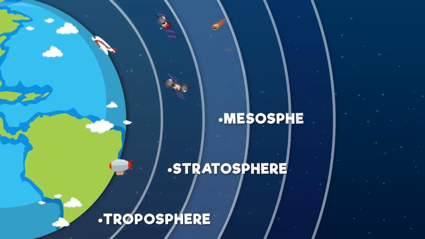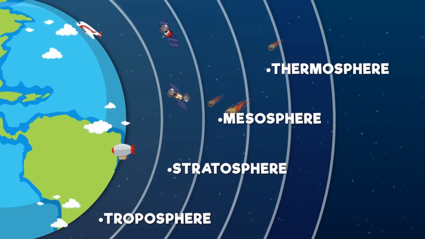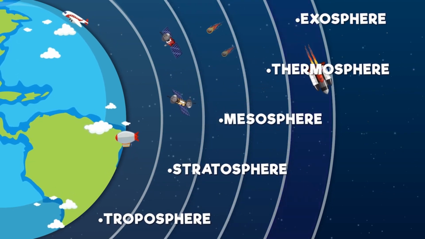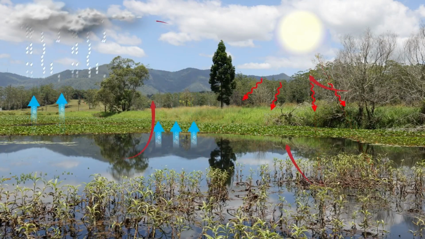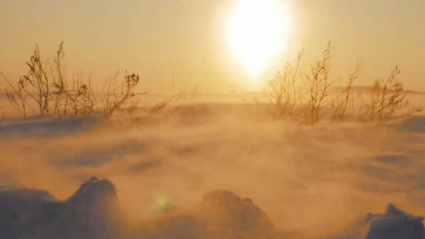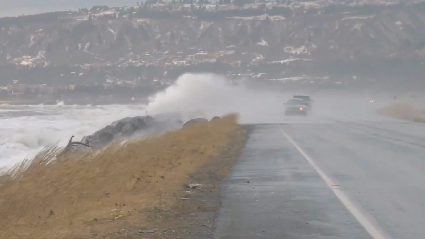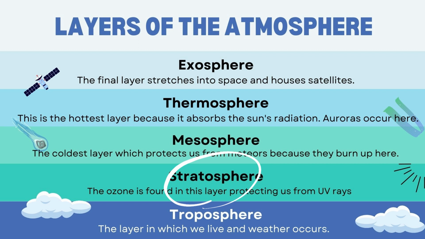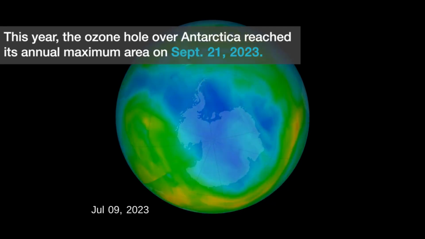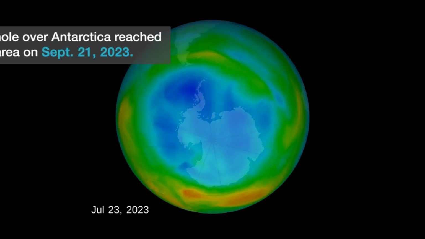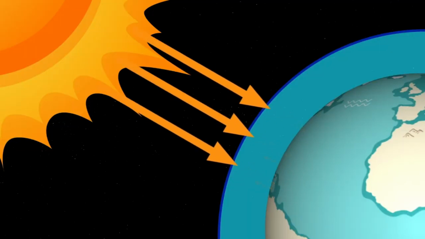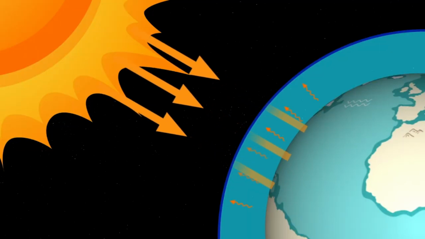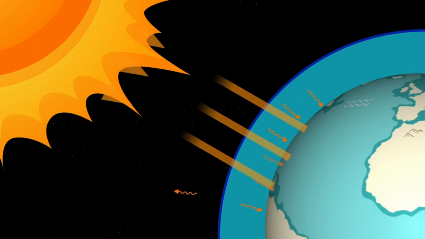The troposphere, the layer closest to the Earth's surface, is where all the action happens. It's where weather occurs, where clouds form, and where we live and breathe. It's like the bustling city at ground level. As you move up, you'll reach the stratosphere, home to the ozone layer. This layer acts like a giant sunscreen, absorbing harmful ultraviolet radiation from the sun. It's like our planet's natural defense system, keeping us safe from the sun's rays.